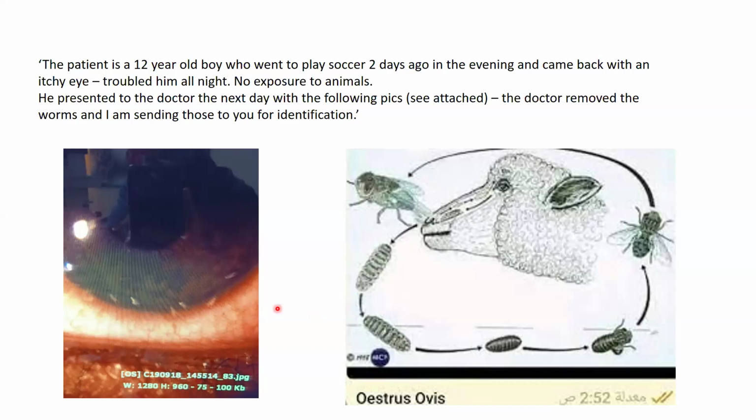So this fly normally lays its eggs near the nostrils of sheep, and the larvae get into the nasal passages and develop there through a number of stages, eventually pupating when the sheep sneezes out the late stage larvae, they pupate in the environment, and the adult fly emerges.